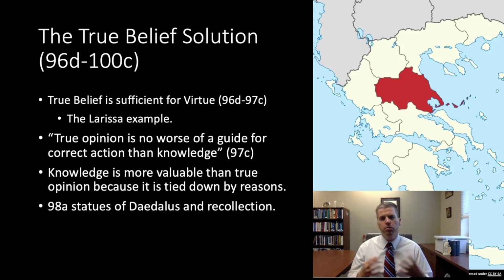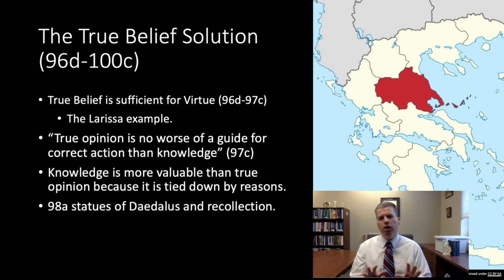Socrates says, well, look, suppose someone has a true belief about how to get to Larissa. Will they succeed in getting to Larissa? Well, of course, if they have a true belief about how to get to Larissa, they're going to get to Larissa. And what about someone that knows how to get to Larissa? Sure, they're going to be able to get to Larissa. But notice what Socrates says here is that true belief, true opinion, is no worse a guide for correct action than knowledge. So if a person has true beliefs about what will bring about arete, in terms of actually bringing about arete, they're no worse than someone who has knowledge about what arete is and how to achieve it.